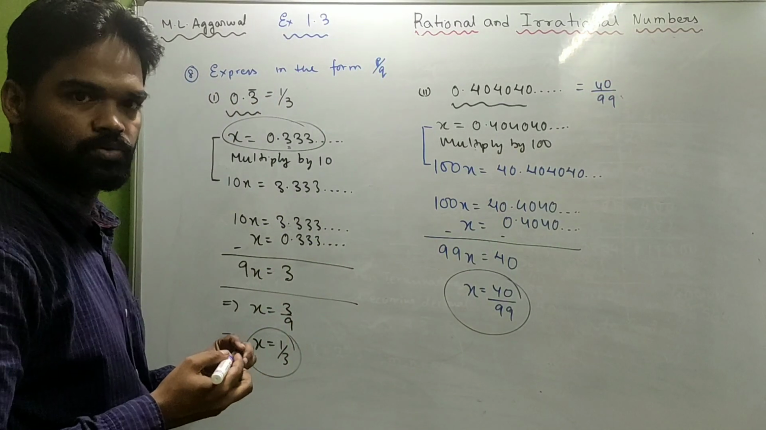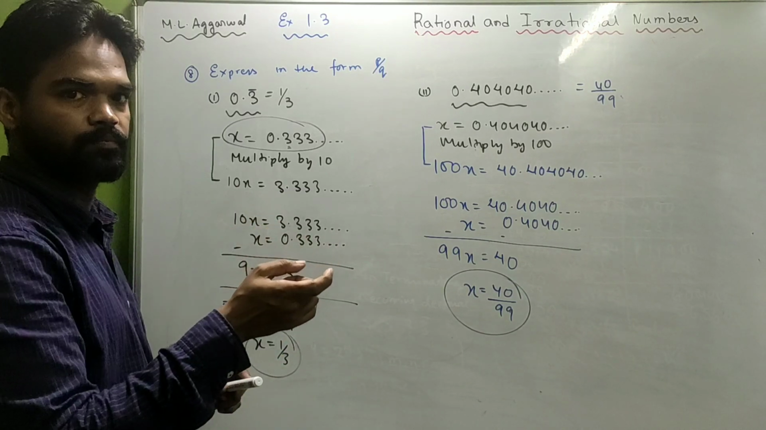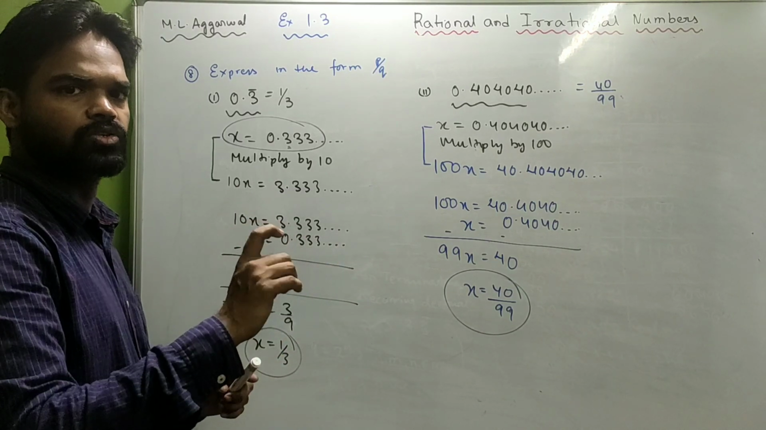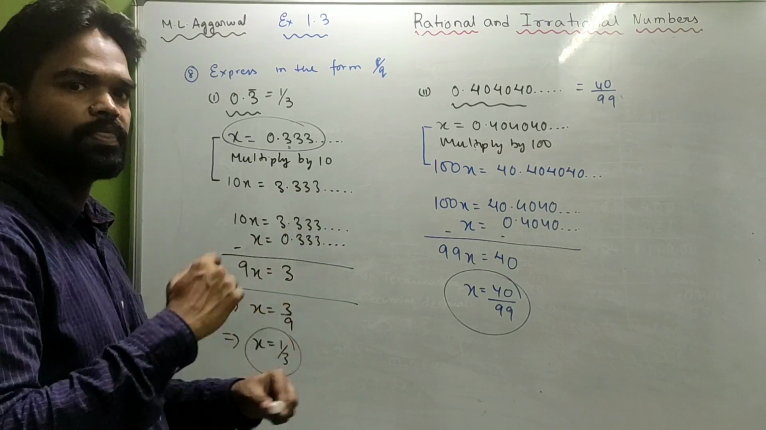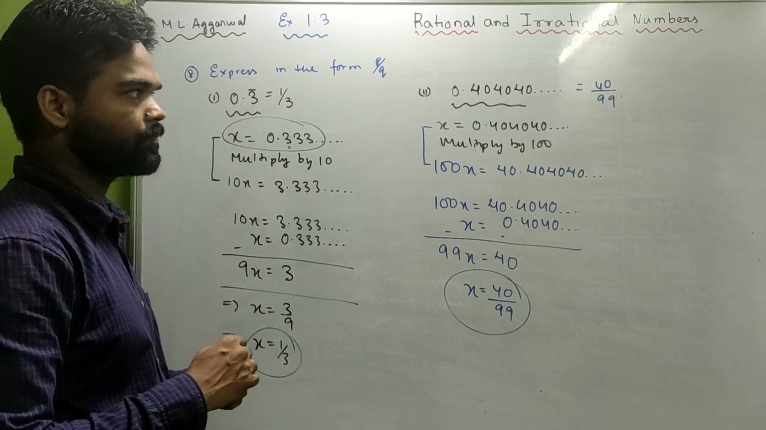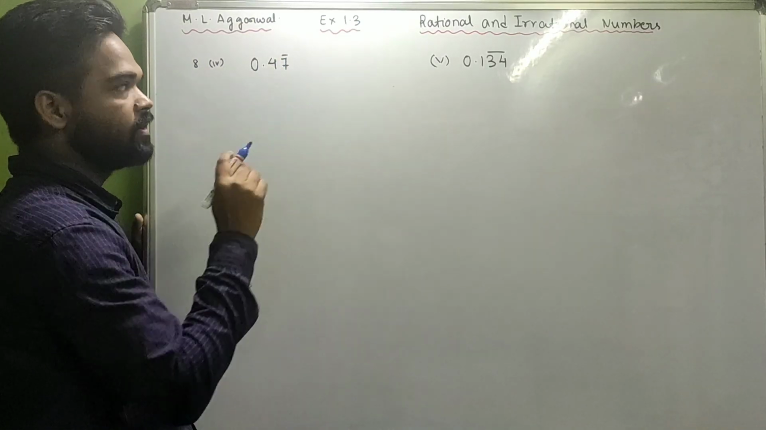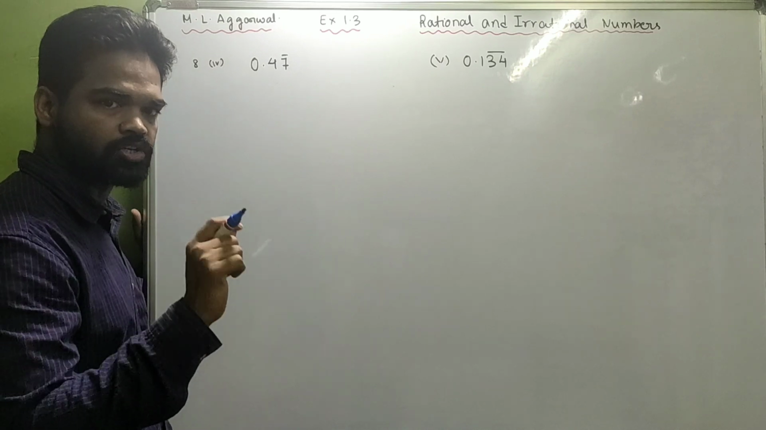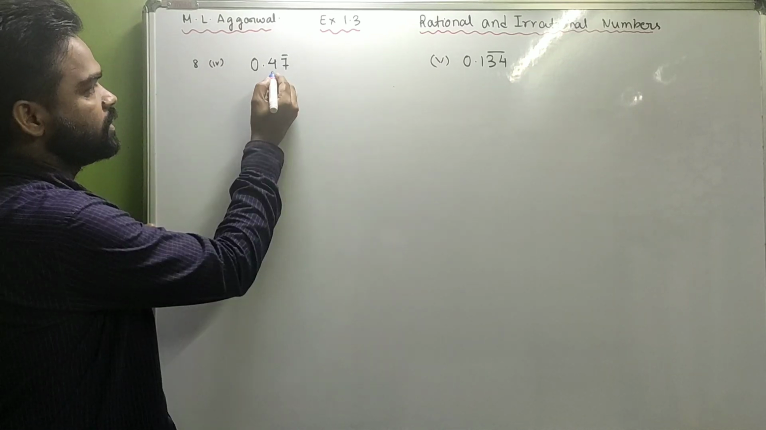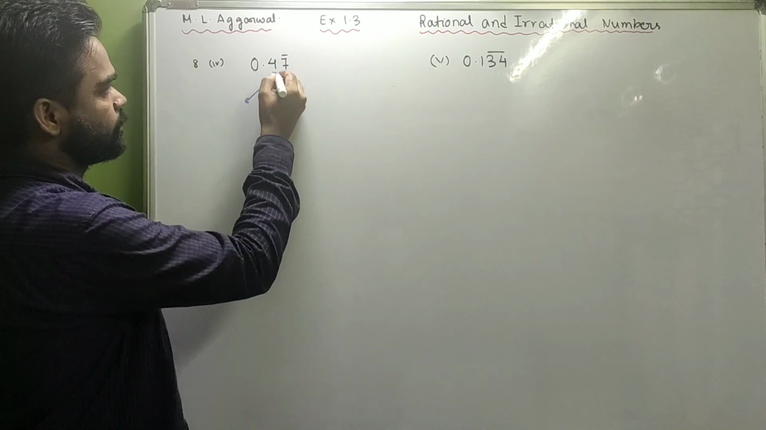In both scenarios, we saw the recurring part was just after the decimal. Suppose the recurring part is not just after the decimal. Then what do we need to do? We'll do a few more sums. Now look at sum number 8 part 4, which is 0.47 bar, which means the repetition is not just after the decimal. There's a digit, then the repetition. Then how to do it? Look.